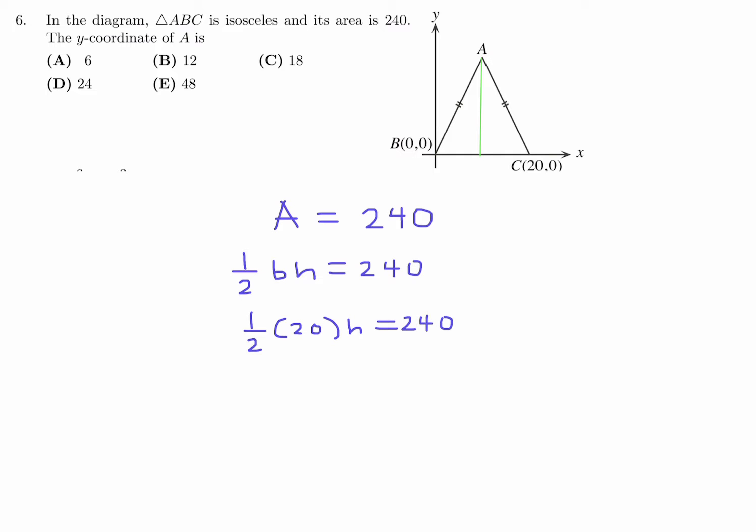So we got 10h is equal to 240, and therefore h is equal to 24. So the height, this green line, represented h, and that's 24. So that basically means that this point, the y coordinate is 24. And just in case you're wondering, the x coordinate is 10. How do I know that? Because this green line cuts the base into 2 equal parts, and the whole part was 20, so half of it is 10. So y coordinate of A is 24, and therefore number 6, the answer is D.